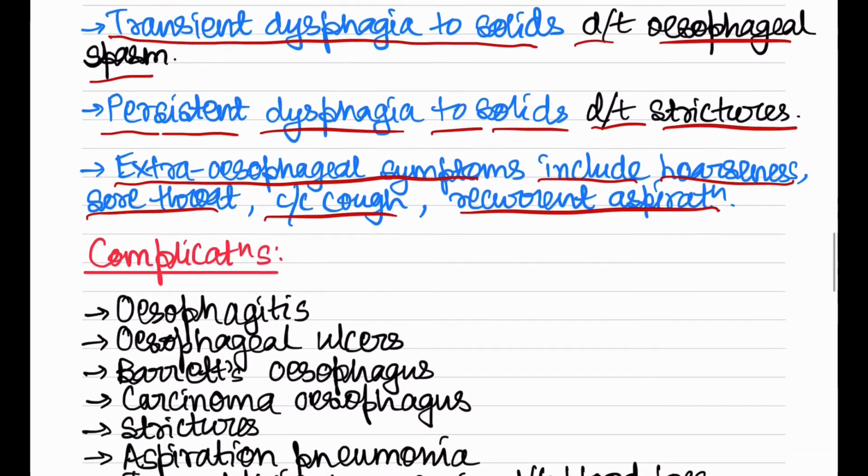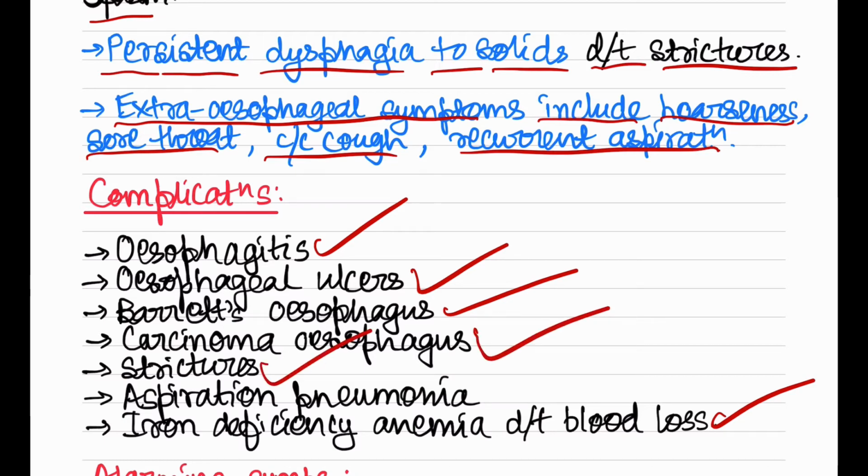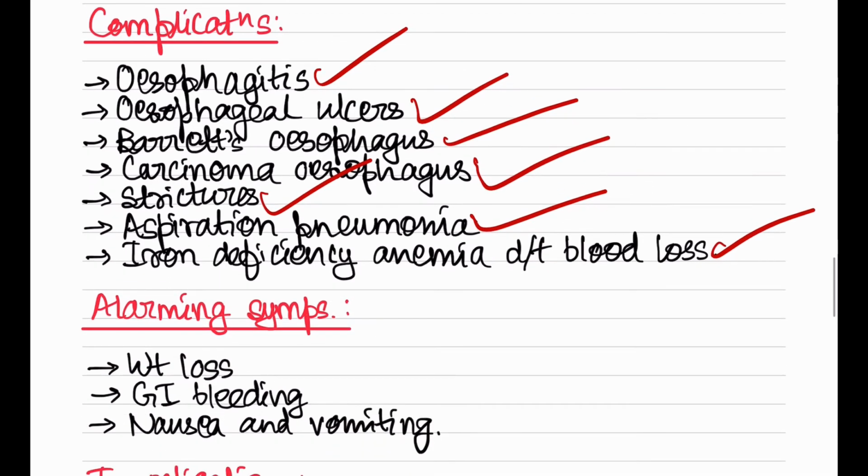Now coming to the complications of gastroesophageal reflux disease, first is esophagitis, then we have esophageal ulcer. Because of esophageal ulcer, sometimes there can be bleeding which leads to iron deficiency anemia due to blood loss. Then we have Barrett's esophagus, in which the squamous epithelium gets converted into columnar epithelium. Then we can have carcinoma of esophagus, strictures in the esophagus, and aspiration pneumonia because of recurrent aspiration due to gastroesophageal reflux disease. Now coming to the alarming symptoms in gastroesophageal reflux disease, it includes weight loss, then GI bleeding, that is gastrointestinal bleeding, and nausea and vomiting.